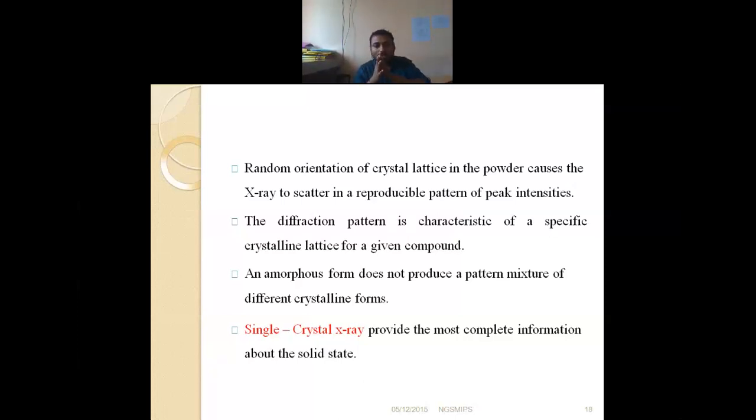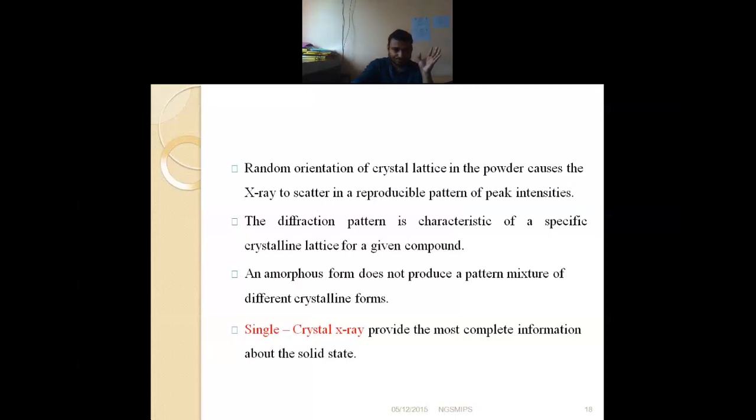So how will it diffract? The diffraction pattern depends on the crystalline lattice of the particular substance. I have already discussed that there are 7 types of crystalline lattice. So the type of diffraction pattern depends on the structure of the particular substance. In the case of an amorphous form, it does not produce any pattern. Only in the case of crystalline behavior will it show patterns.